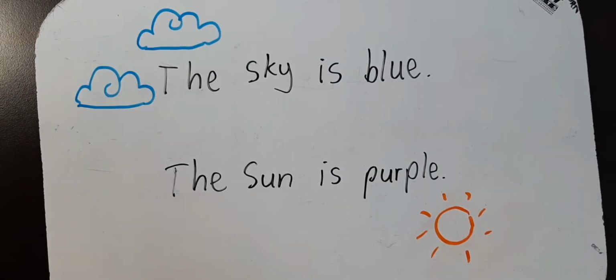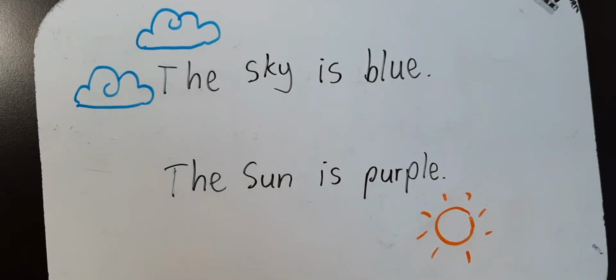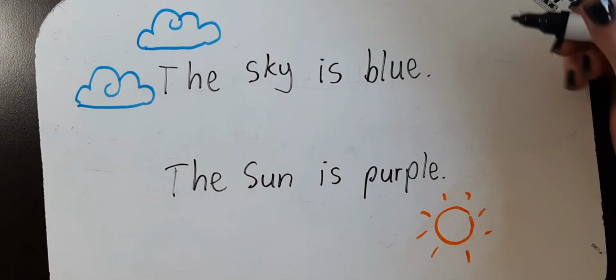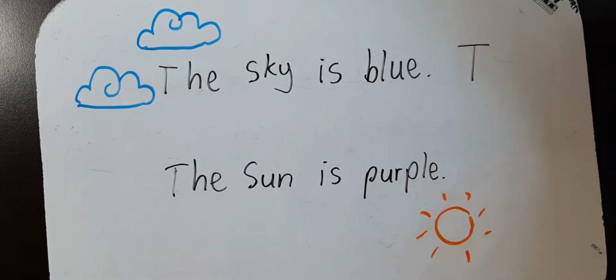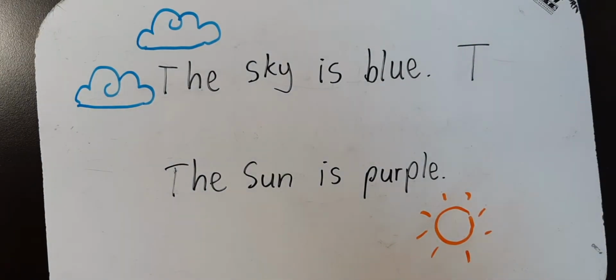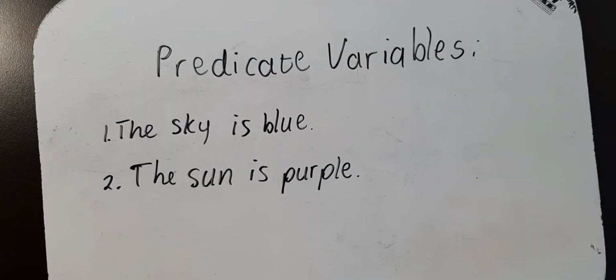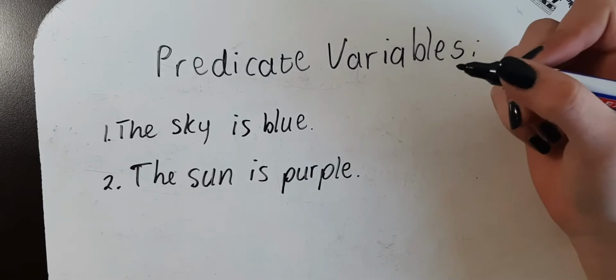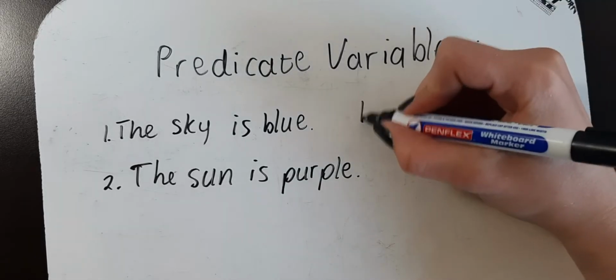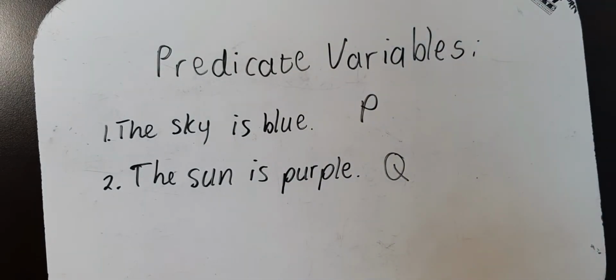Examples of statements can be the sky is blue and another statement is the sun is purple. Now for the first statement, this statement is clearly true and we can just write a T to indicate that. The second statement, the sun is purple, is false, so we write an F to indicate that it is false. In logic, instead of writing each statement out every time, we can simply replace this with a single letter of the alphabet. Usually we write P and Q. You can use any letter that you want. These are called predicate variables.